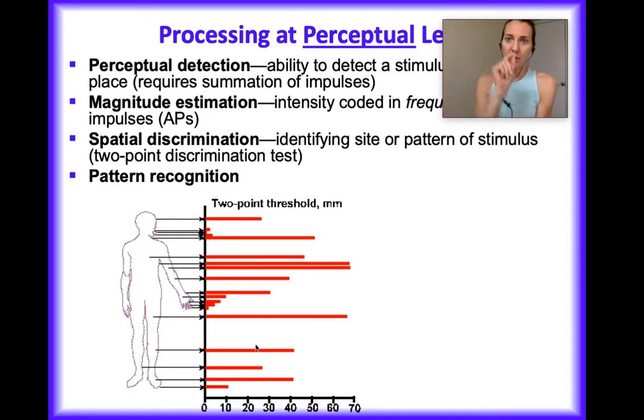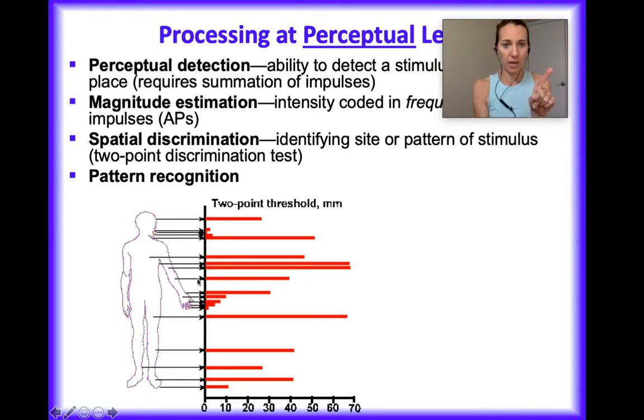You can actually use a caliper here where it'll start off really close together and then you can increasingly spread those points apart. At your fingertips, those points would not have to be spread very far apart in order for us to tell that there are 2 points as opposed to 1 point. But if you have those calipers coming in on your thigh, they would have to be spread fairly far apart, on average about 70 millimeters, before you're actually able to interpret that they are 2 points present instead of 1.